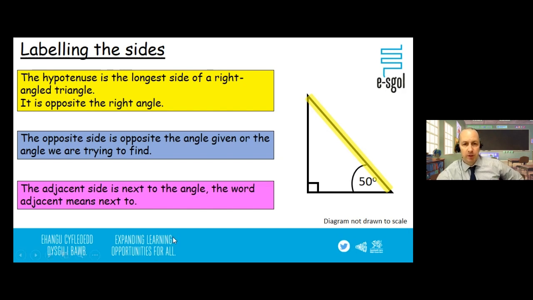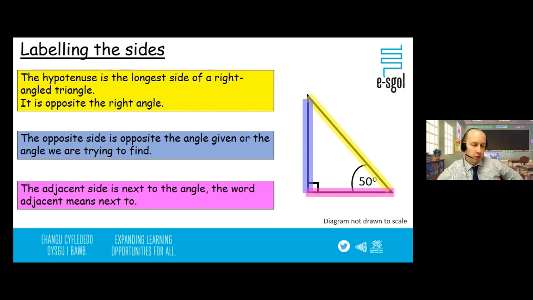The next one is the opposite side. This is important that you understand. Opposite means opposite the angle, either the angle given in the question or the angle that we're trying to find. In my little diagram, I've shown you an angle of 50 degrees. So it's going to be the side opposite that, which I've highlighted in a purpley blue color. So that's the opposite side. And adjacent is the other one. Adjacent means next to.